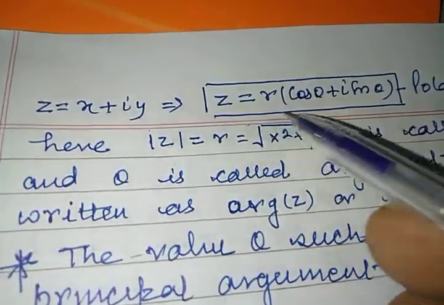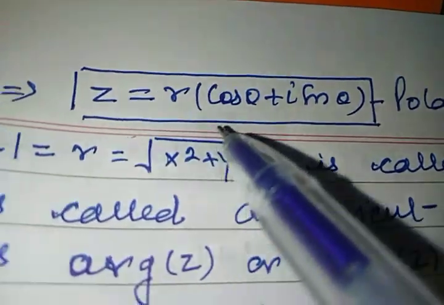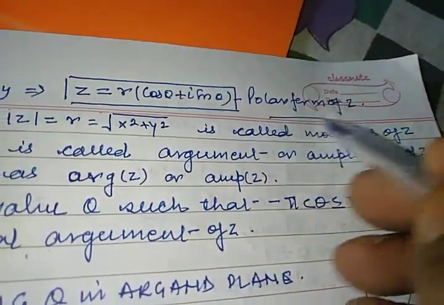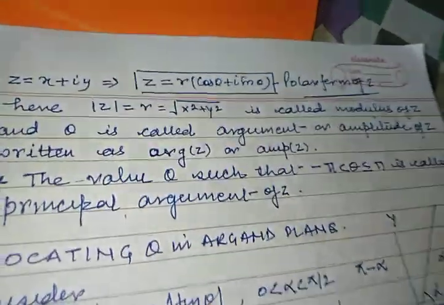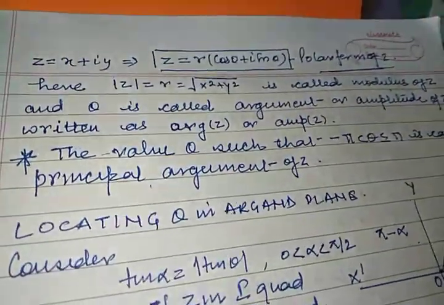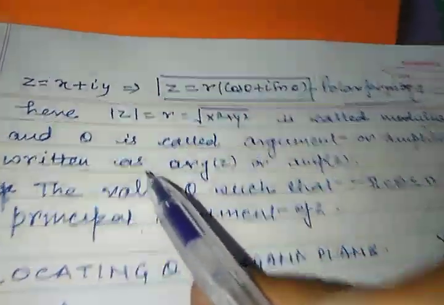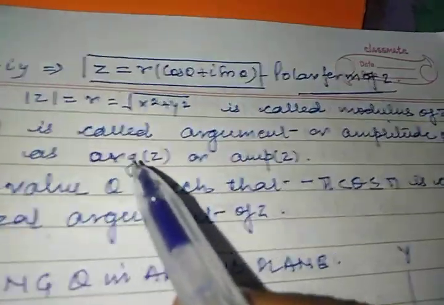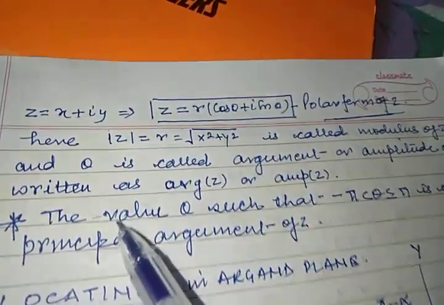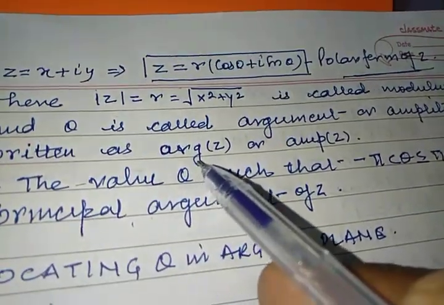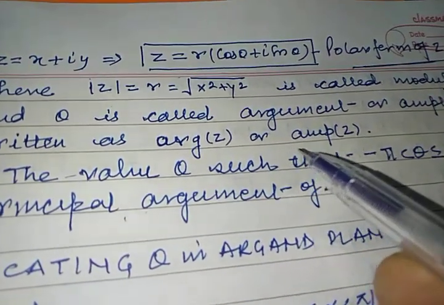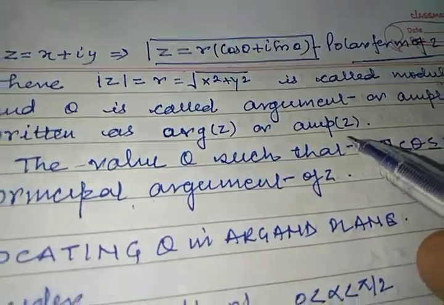Putting it here, we get z is equal to r(cos theta + i sin theta), and this is known as the polar form of the complex number. Theta is called the argument or amplitude, written as arg z, or amp z.